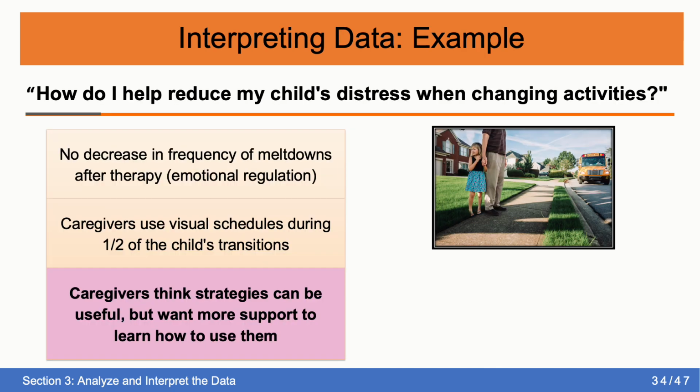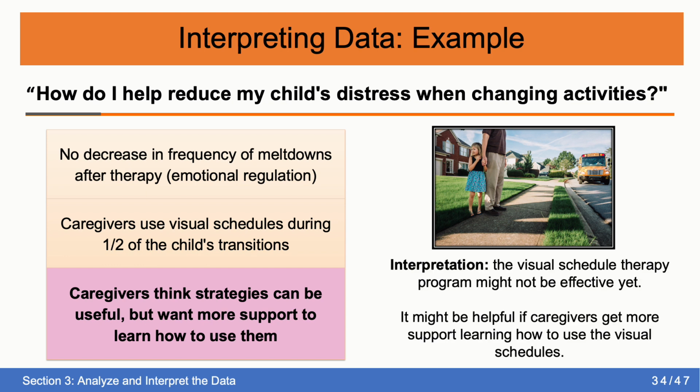Let's think back to the example from the last module, where we discussed an example study investigating the impact of a visual schedule program on autistic toddlers' distress when transitioning between activities. They found that emotional regulation didn't significantly decrease and that caregivers only used visual schedules during half of their child's transitions. But caregivers thought the visual schedule could be useful with more support learning how to use them. Interpreting these results tells us that the visual schedule program may not be effective yet, but in the future, it may be more effective if we give caregivers more support to use them. So we may want to adjust the timing and format of the therapy program to be more effective in the future.